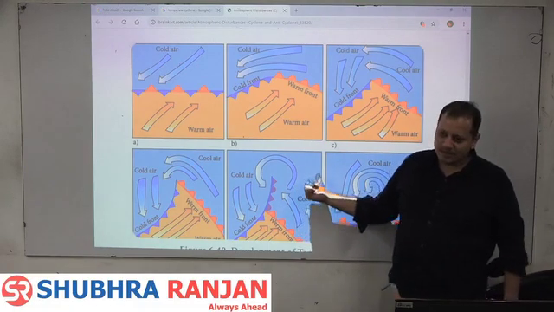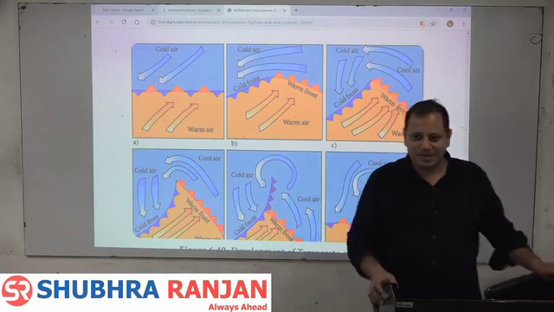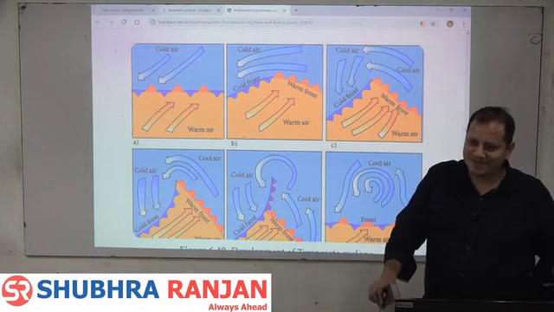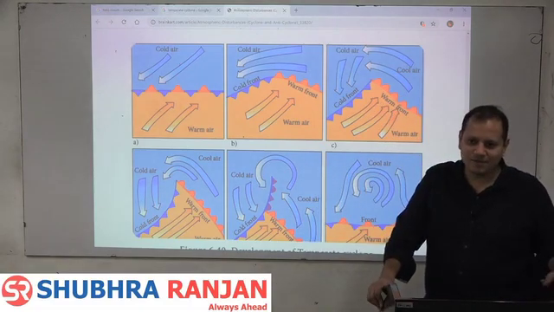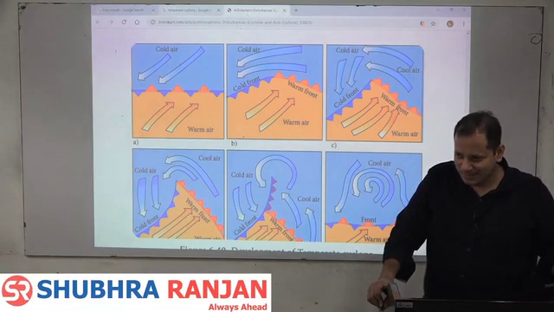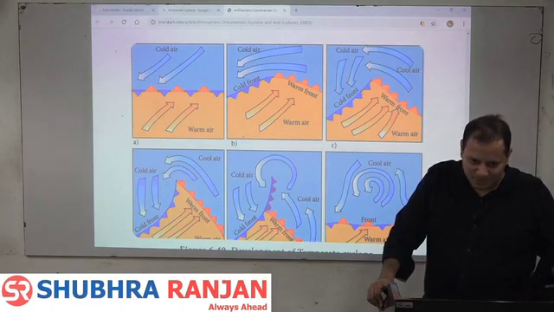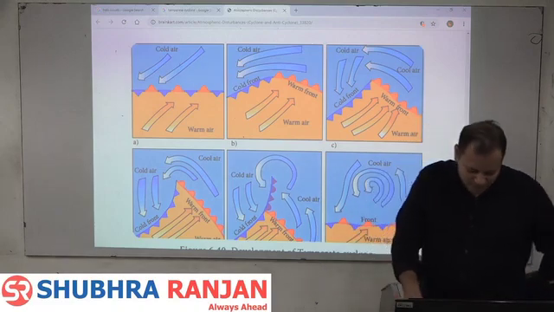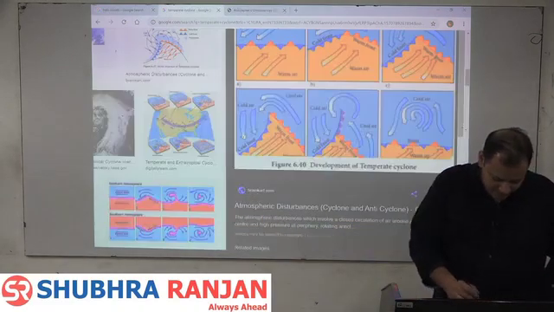This is how the temperate cyclone is formed, and we are going to study this. You have to make this diagram. This is the theory known as the polar front theory of temperate cyclones. Clear? Understood with the temperate cyclones? And tropical cyclone is totally different.